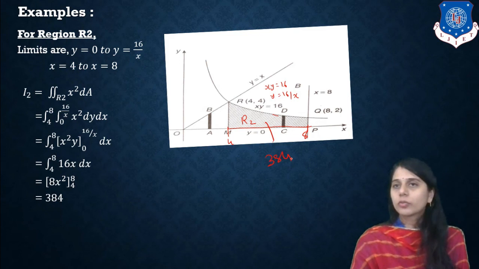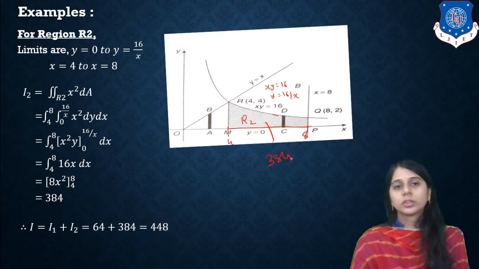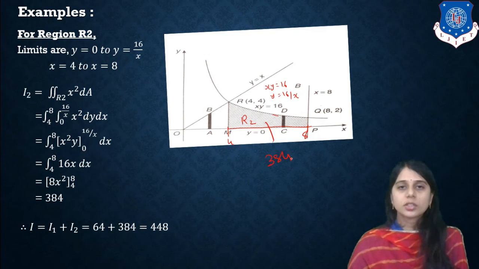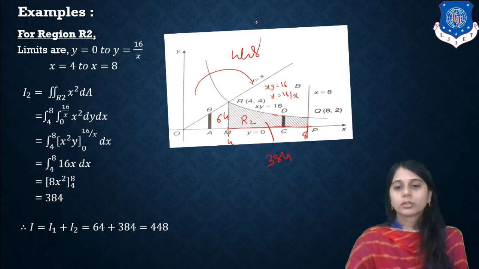So these are our two parts of the region method. I1 and I2 total is 64 and 384. So the answer for the overall region is 448.